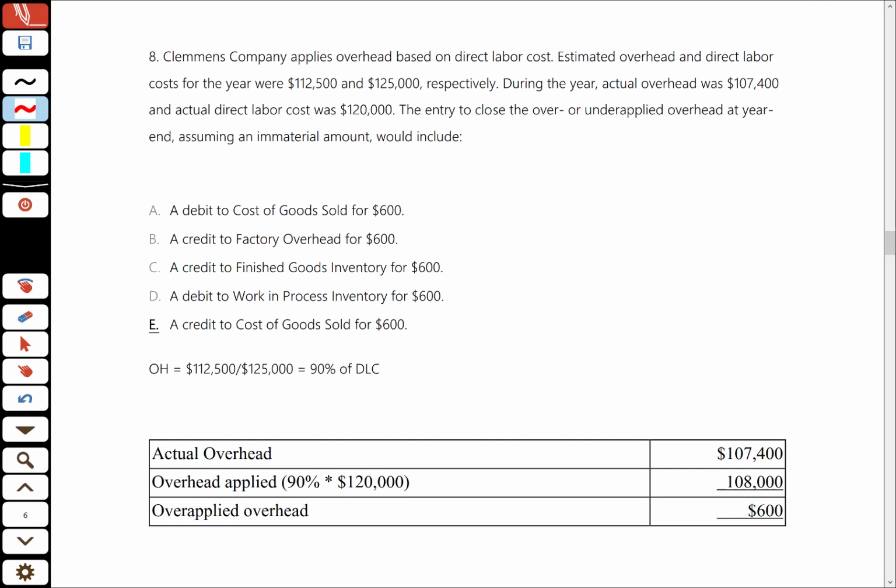Number 8. Okay, Clemens Company applies overhead based on direct labor costs. Estimated overhead and direct labor costs for the year were $112,000 and $125,000 respectively. Can I get the rate here? Who wants to set up the rate?